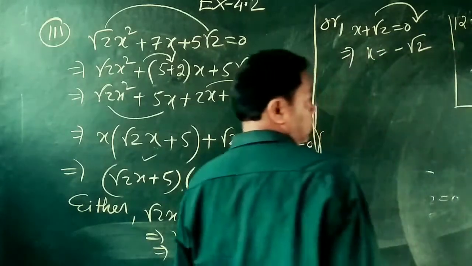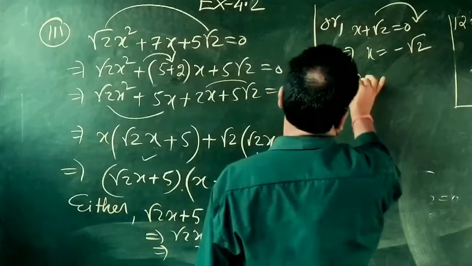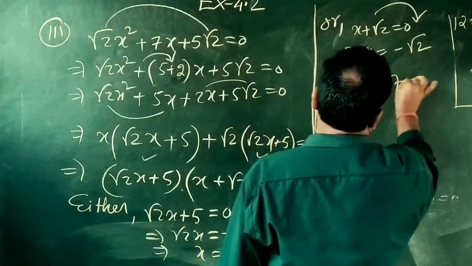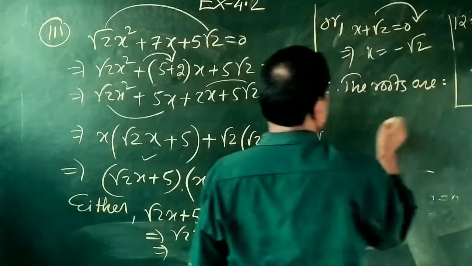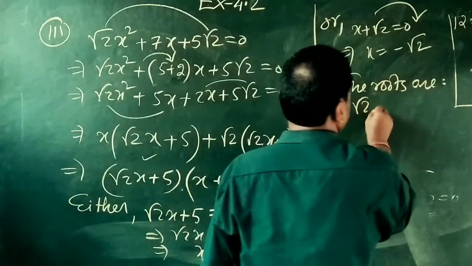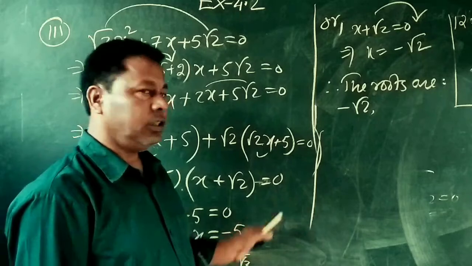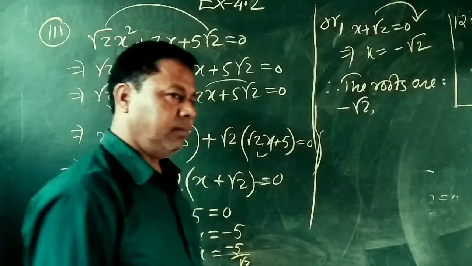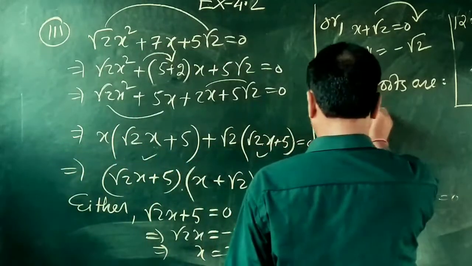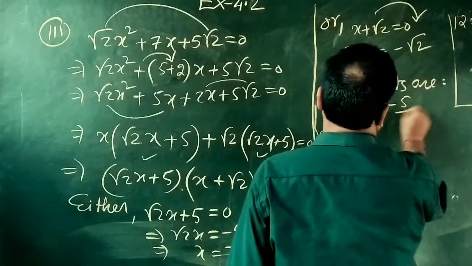Now both the roots are obtained. Therefore the roots are, generally we try to write the negative one first. So minus, but both are negative, so any one can be written first, no problem. Then minus root 2, minus 5 by root 2.